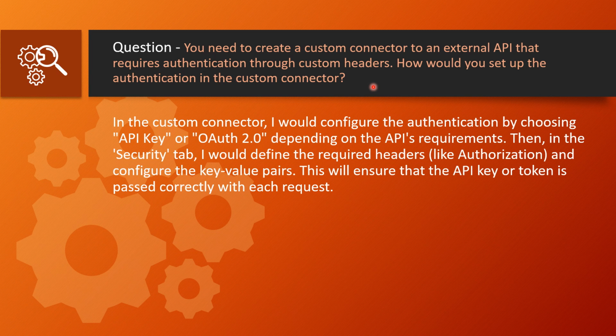So in the custom connector, I would configure the authentication by choosing API key or OAuth 2.0 depending on the API requirement. Then in the security tab, we need to define the required headers like authorization and configure the key-value pairs. This will ensure that the API key or the token is passed correctly with each request.